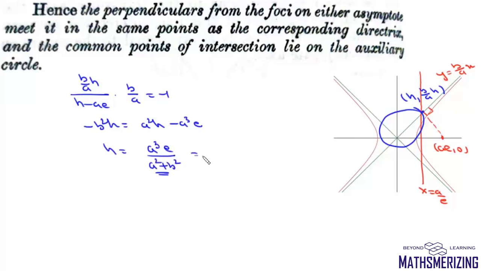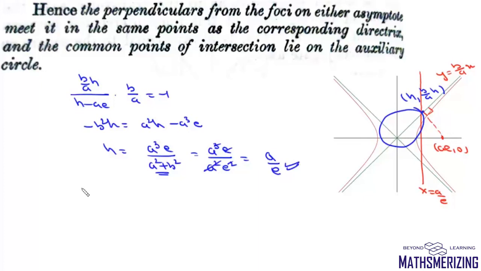A square plus b square is a square into e square. So we can write this as a cube e upon a square e square. Now this a square will cancel and this e will cancel. So the value of h is a upon e. That means this point of intersection will lie on the corresponding directrix.